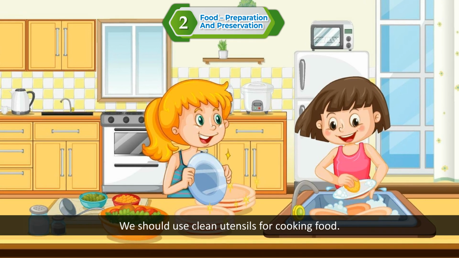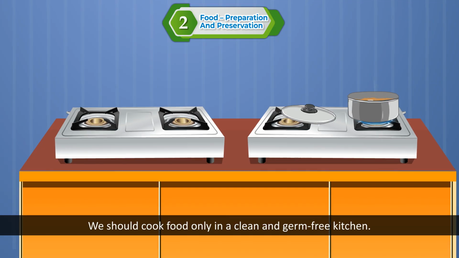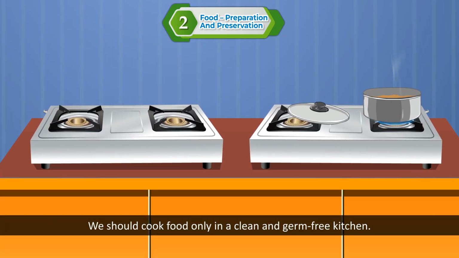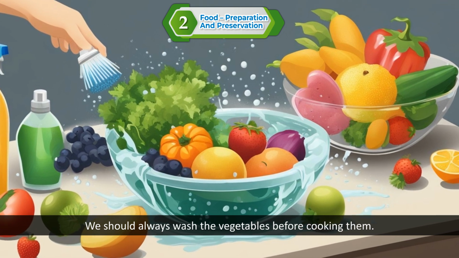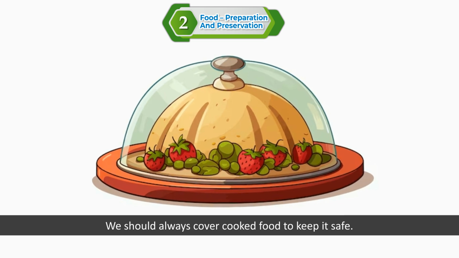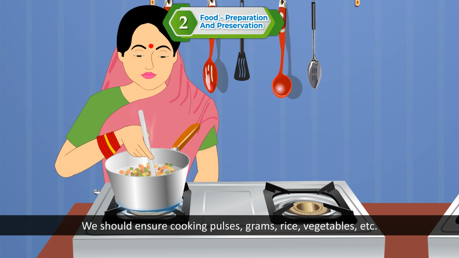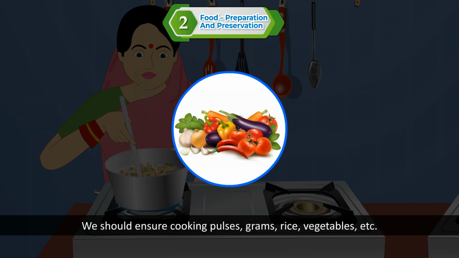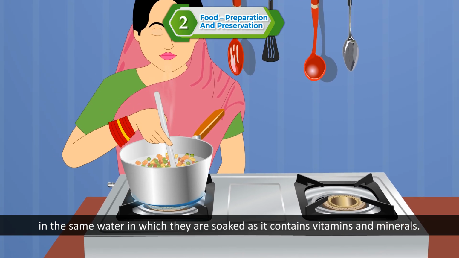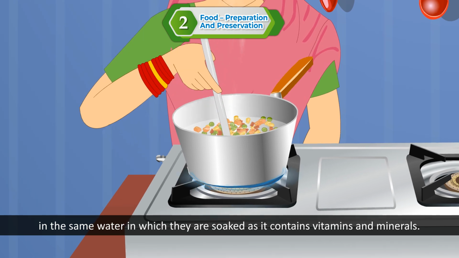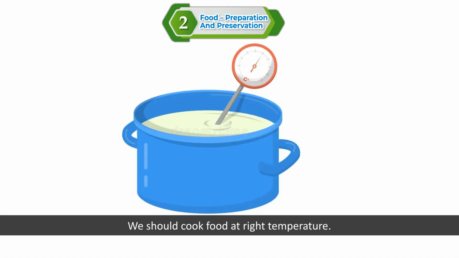Tips of food preparation. We should use clean utensils for cooking food. We should cook food only in a clean and germ-free kitchen. We should always wash the vegetables before cooking them. We should always cover cooked food to keep it safe. We should ensure cooking pulses, rice, vegetables, etc. in the same water in which they are soaked, as it contains vitamins and minerals. We should cook food at the right temperature.